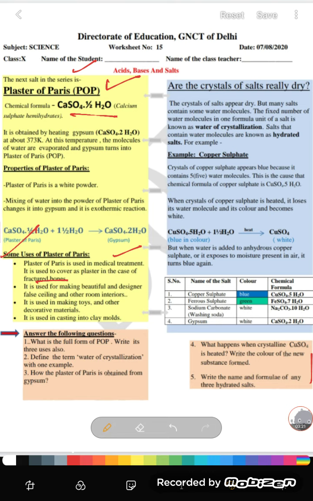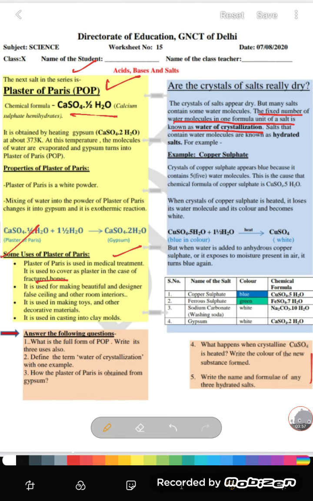Are the crystals of salt really dry? No, they are not dry. They have a few molecules of water. The crystals of salts appear dry, but many salts contain some water molecules. The fixed number of water molecules in one formula unit, beta, you must remember this is the definition of water of crystallization, right? The fixed number of water molecules in one formula unit of salt is known as water of crystallization.